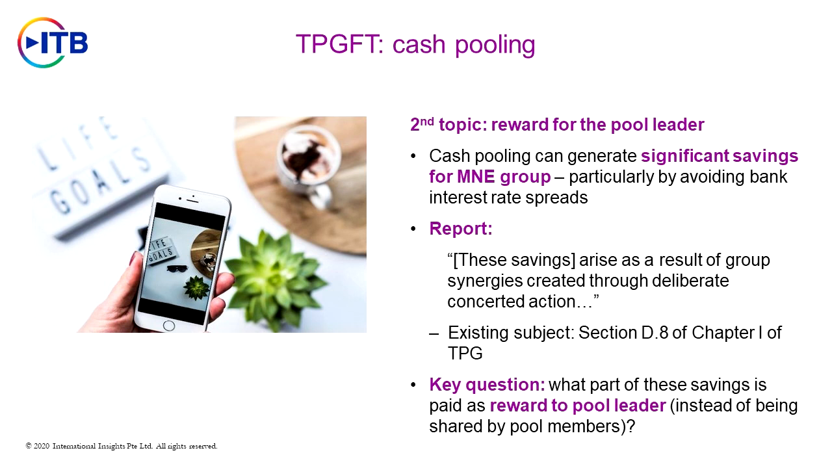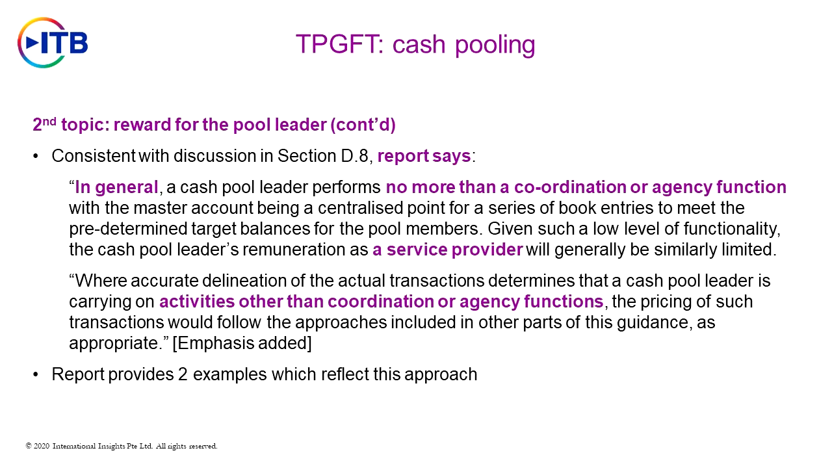A key question is, what part of these savings is paid as a reward for the pool leader instead of being shared by the pool members? Consistent with the discussion in section D.8, the report says this: in general, a cash pool leader performs no more than a coordination or agency function, with the master account being a centralised point for a series of book entries to meet the predetermined target balances for the pool members.